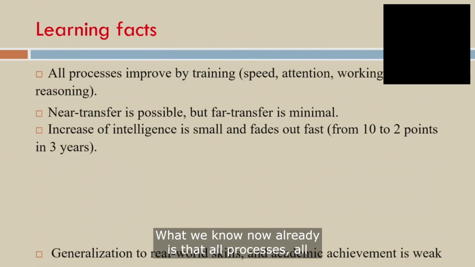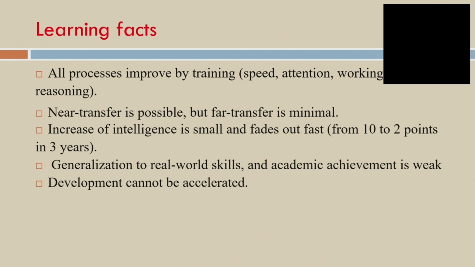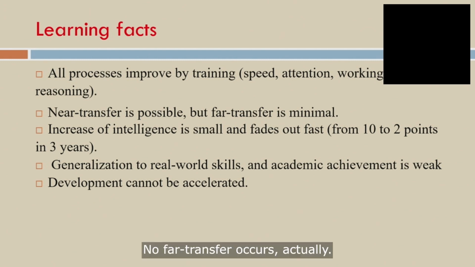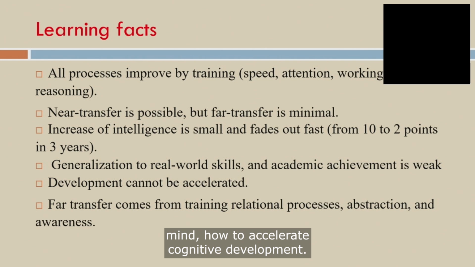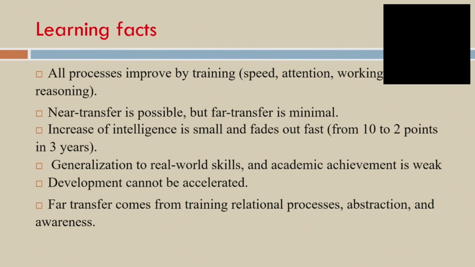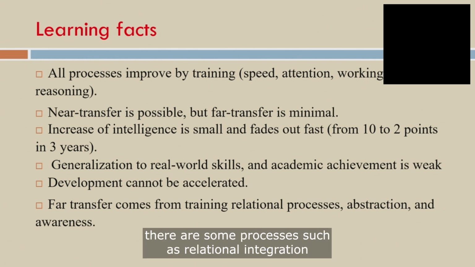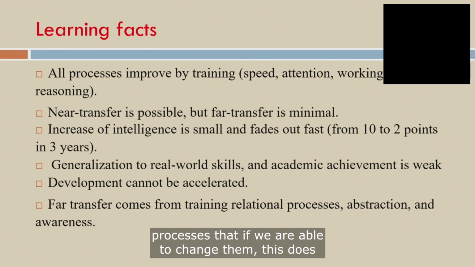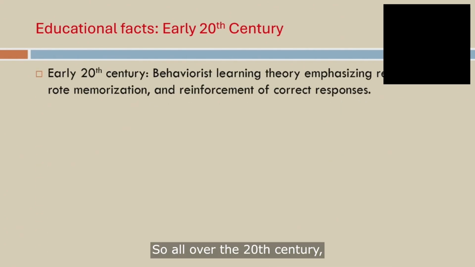What we know now already is that all cognitive processes improve by training. No far transfer occurs actually. We haven't learned how to change the human mind, how to accelerate cognitive development. But there is something that we know, that there are some processes, such as relational integration processes, that if we are able to change them, this does generalize to other processes.